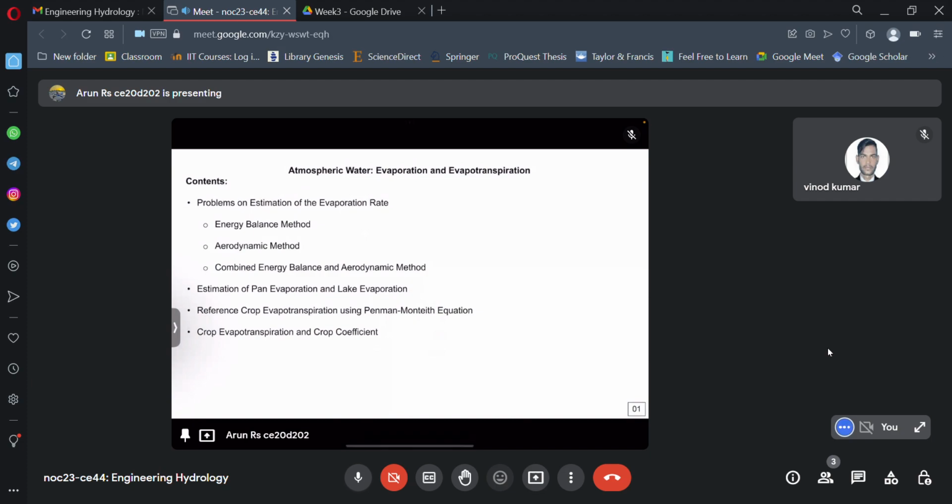Today we'll be solving problems on the estimation of the evaporation rate. We have different methods. First is the energy balance method, second is the aerodynamic method, and third is the combined energy balance and aerodynamic method. Later we'll see the estimation of pan evaporation and lake evaporation. The third kind of problem is estimation of the reference crop evapotranspiration using the Penman-Monteith equation. And the last problem will be on crop evapotranspiration and crop coefficient.